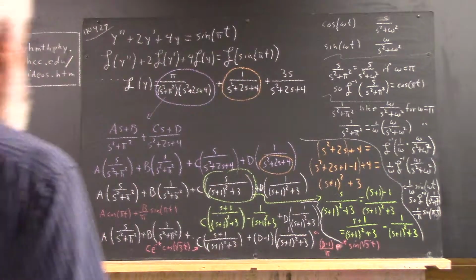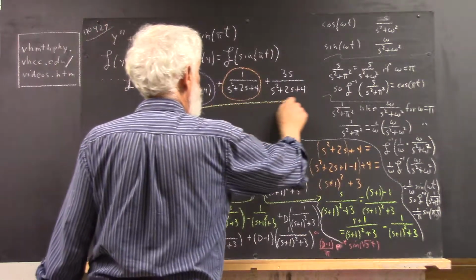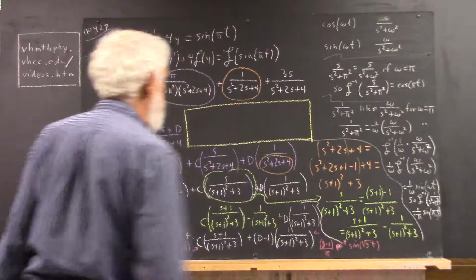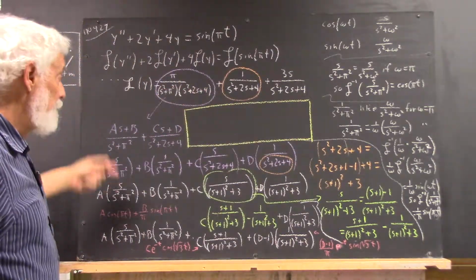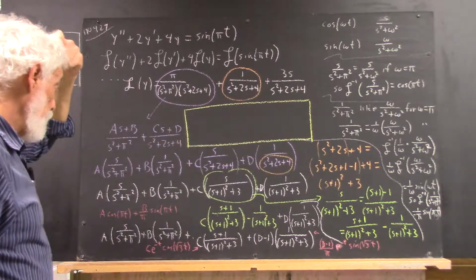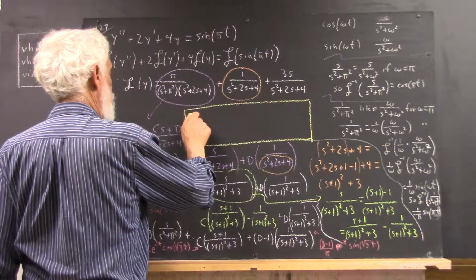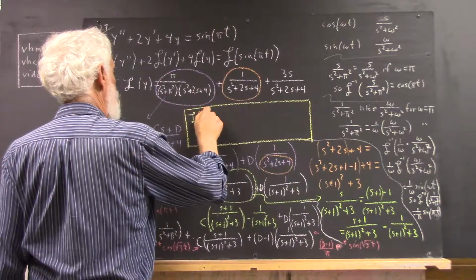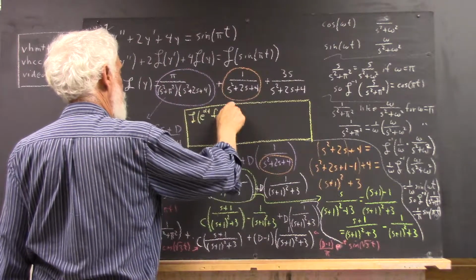Now there's the shifting function to talk about. So I'm going to box this off. I don't have room to continue the partial fraction expansion here anyway, so I'm going to use this space to talk about the Laplace transform of e to the alpha t f of t.